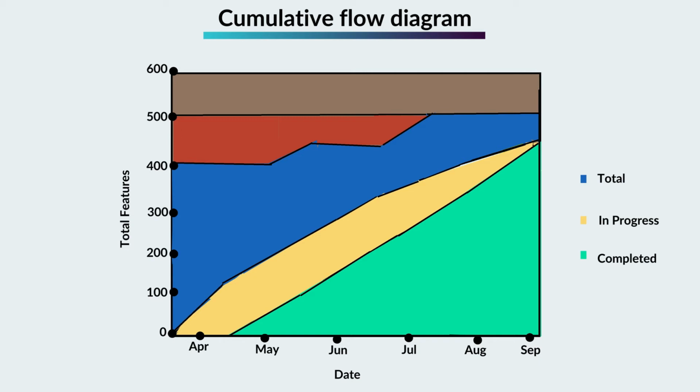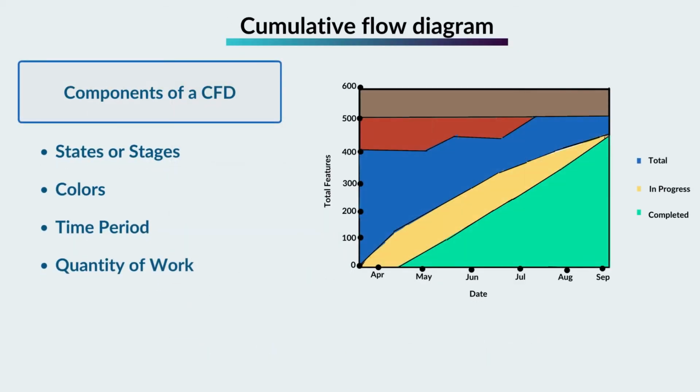The change in state is indicated by different colors and the relative width of colors indicating the amount of work in the respective state. Here's how a cumulative flow diagram works. Components of a CFD. States or stages.